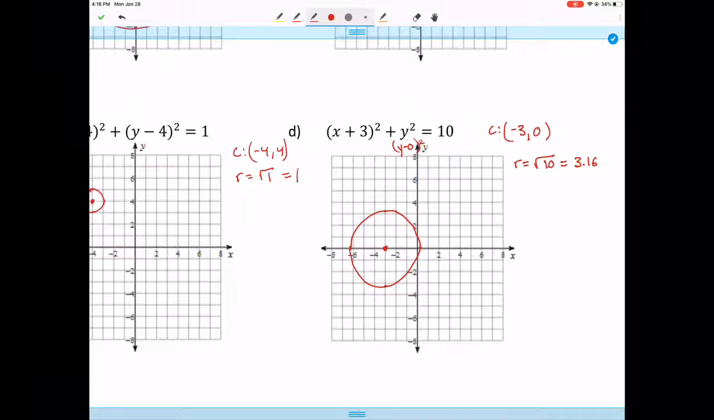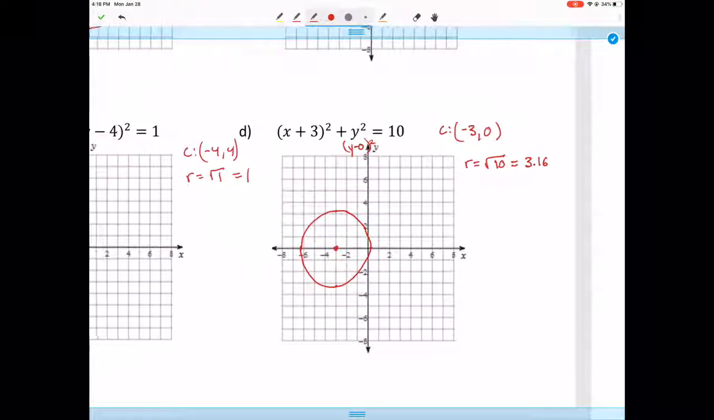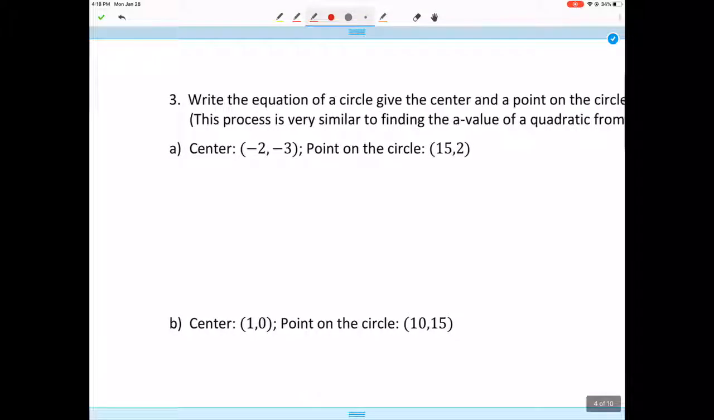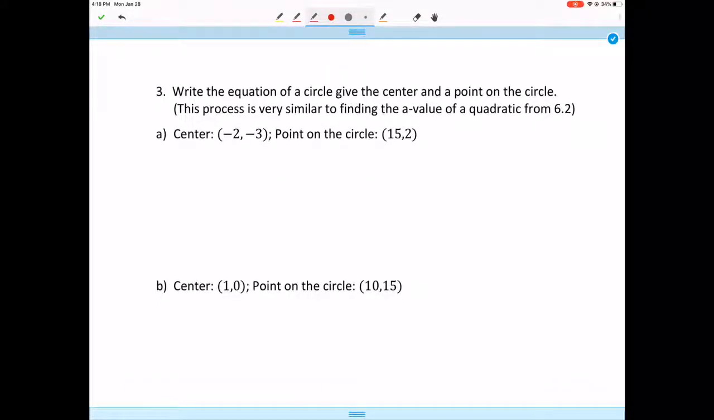Okay, I think I already mentioned if you have a compass, you're welcome to use that. Also, a straight edge will be helpful in our next unit. Okay, so now it says write the equation of a circle given the center, so we have a center, and a point on the circle.